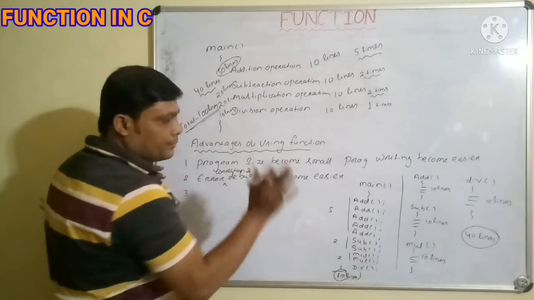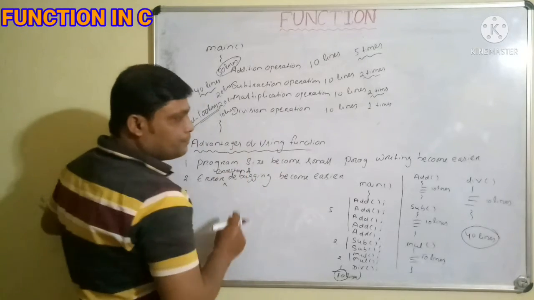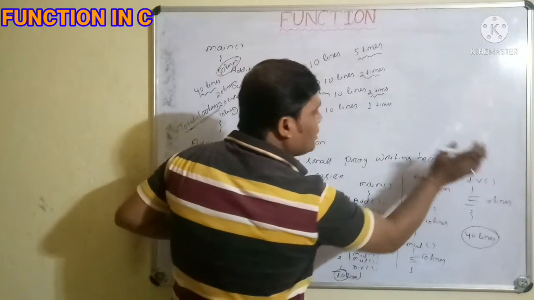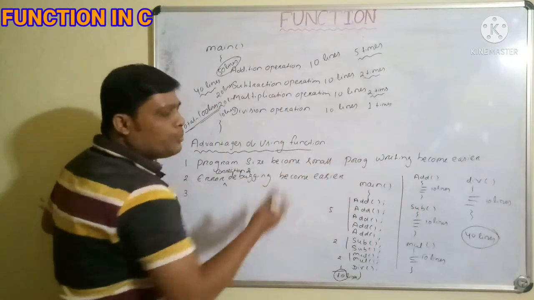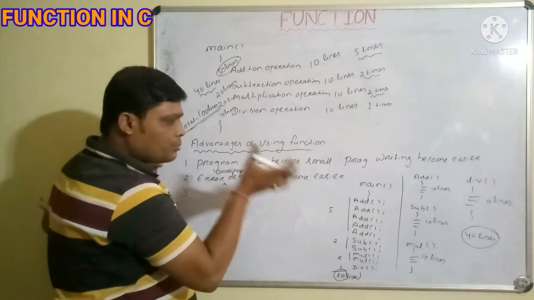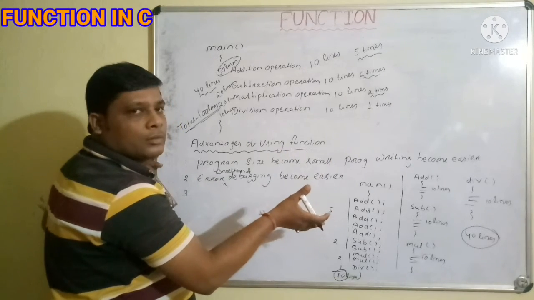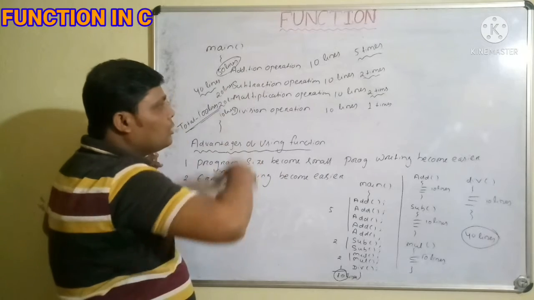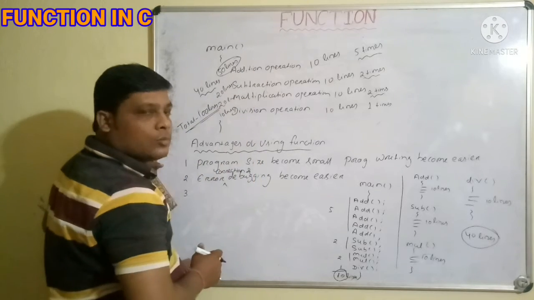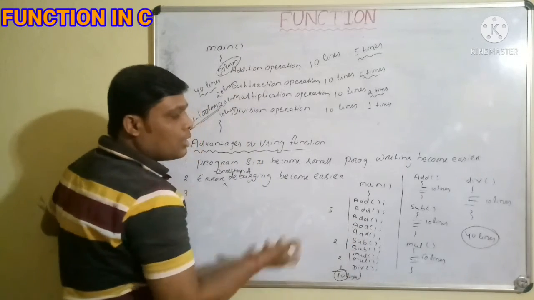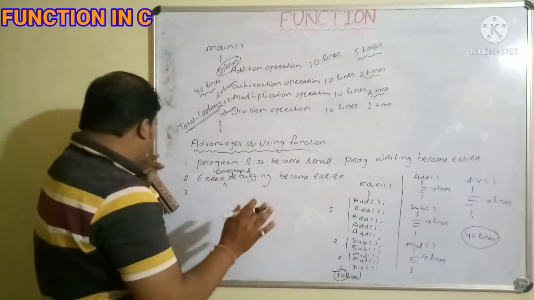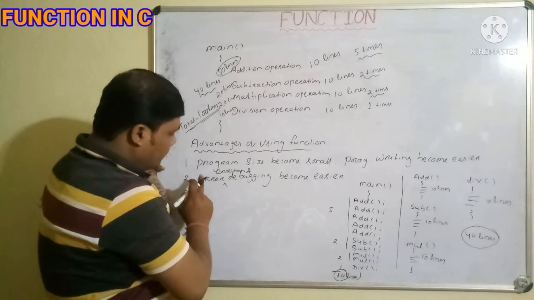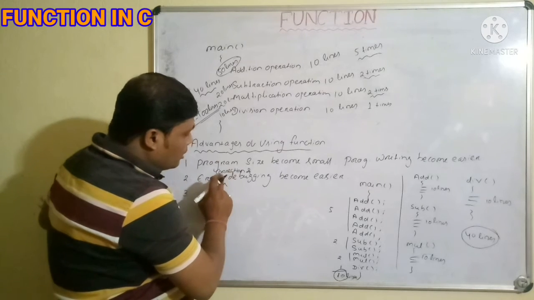First thing, you just compare. Okay. Then program writing becomes easier. As the program size becomes small, it is easy to write a program. So, a small amount of code we have to write. We need not write all 100 lines. We will write only 50 lines. Our work will be done. It is easy to write the program. Clear?